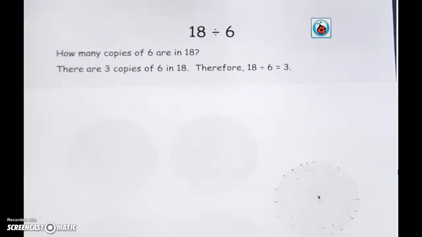But back in number sense 1 and 2, they learned the whole copies of mentality. So when they see something like 18 divided by 6, they should be thinking, how many copies of 6 are in 18? There are 3 copies of 6 in 18, therefore 18 divided by 6 equals 3. So keeping that copies of mentality will really help them when we get to the division of fractions.